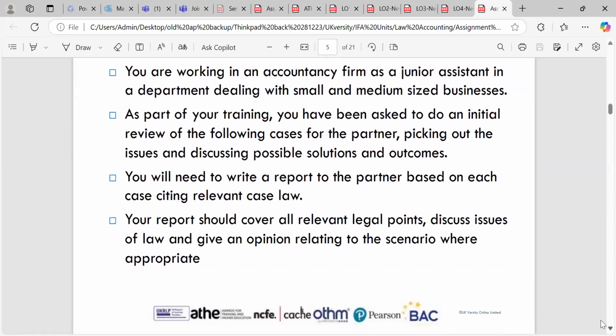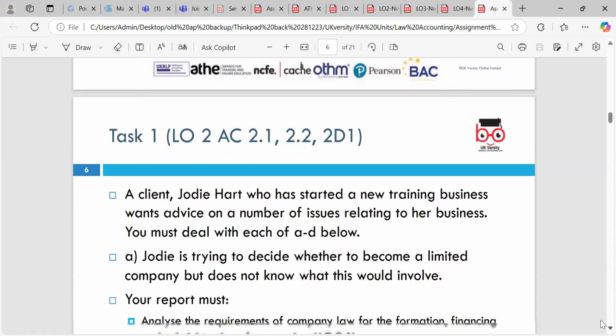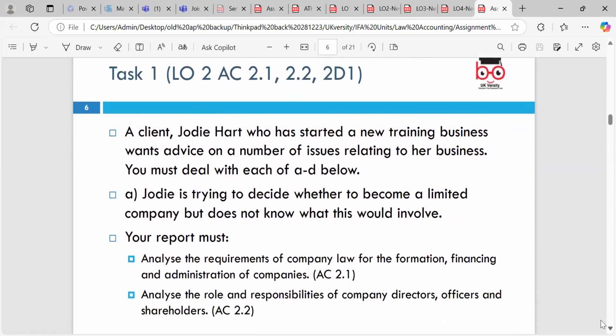So you can pick the case law. I shared with you the contract law book, and you can pick anything, like invitation to treat, or offer and acceptance that wasn't there, that wasn't a contract, or anything similar is absolutely fine. Okay, a client, Judy, who has started a new training business, wants advice on a number of issues relating to her business. You must deal with each. Judy is trying to decide whether to become a limited company, but does not know what this would involve. So what is meant by a limited company?